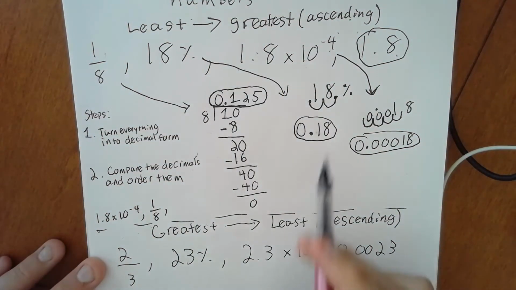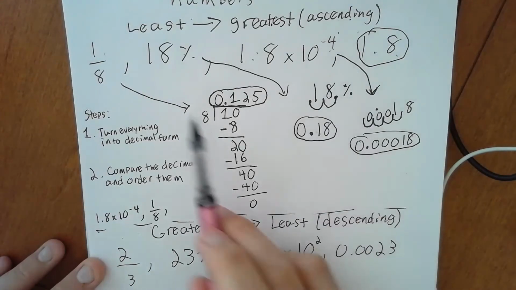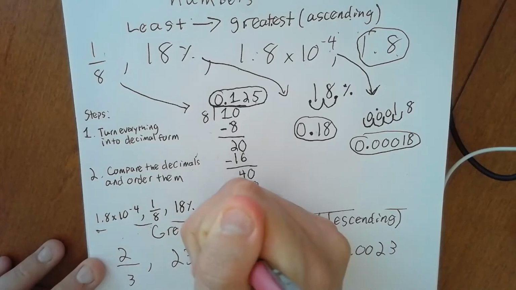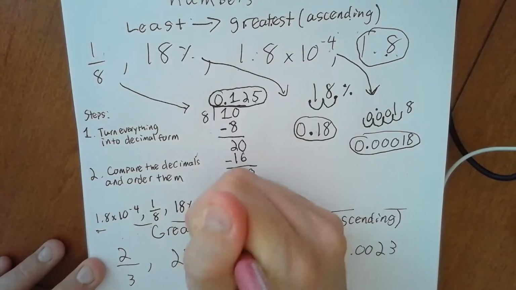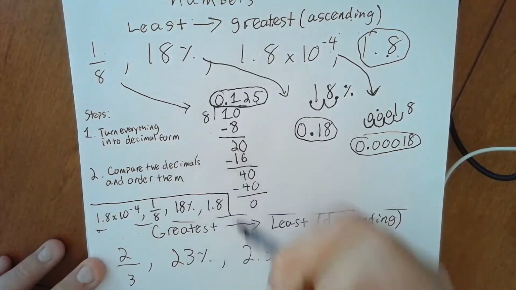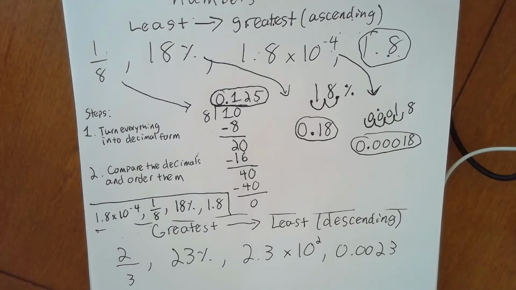Okay, third, we got 0.18. That's smaller than 1.8. So we got 18% comes next. And lastly, we have 1.8, which is our largest number, least to greatest. And there you have it. There, right there, is your final answer.